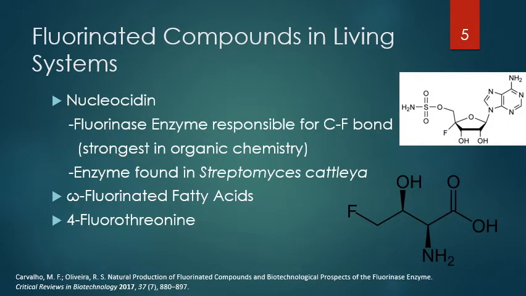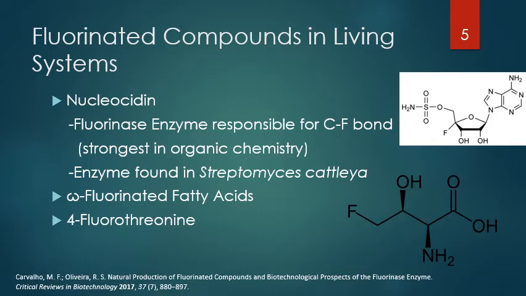and now it is actually used as a pesticide in certain parts of the world. Another notable example of a naturally occurring fluorinated compound is nucleocidin. Rather than a plant, this is produced by a bacteria called Streptomyces cattleya. The compound was being studied for use as an antibiotic, but it was too toxic, so it ended up not being used.